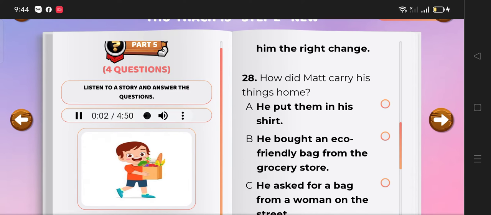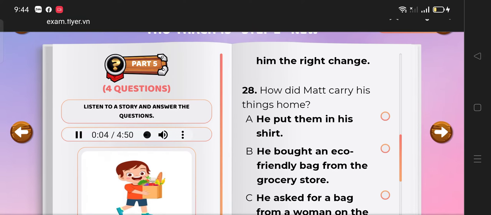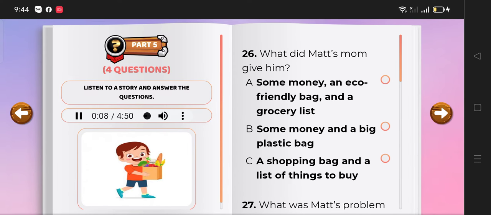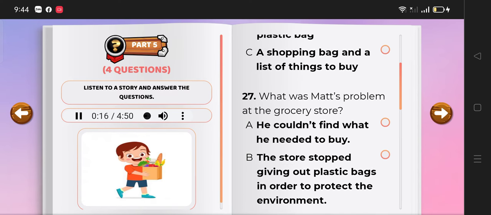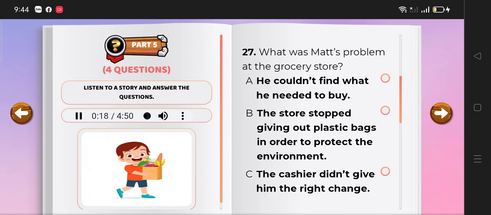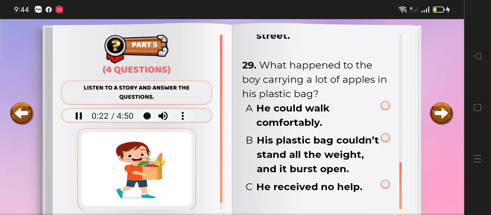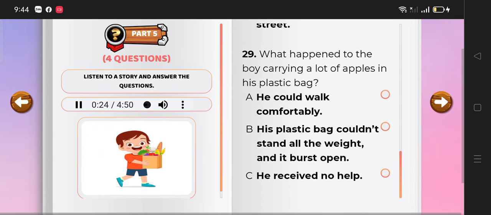Listen to the story. When Matt was watching his favorite show, his mom asked him to buy some groceries. She gave him some money, an eco-friendly bag, and a list of things to buy. 5 tomatoes, 5 oranges, and 1 kilogram of flour.